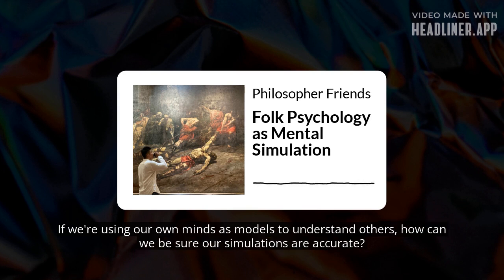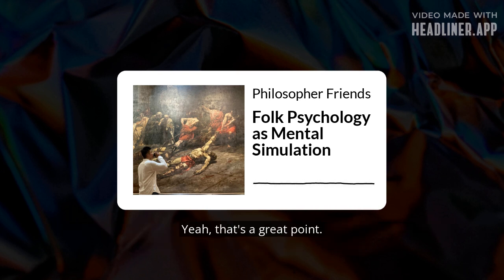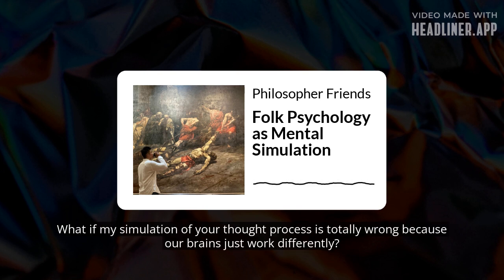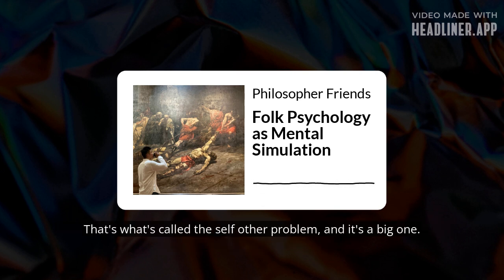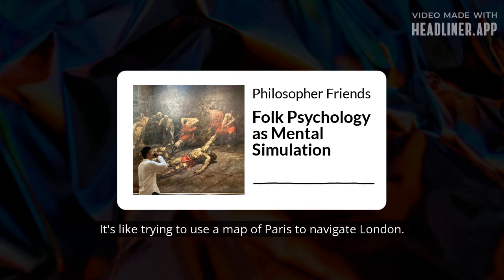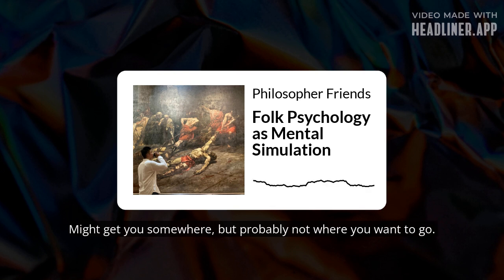If we're using our own minds as models to understand others, how can we be sure our simulations are accurate? Yeah, that's a great point. I mean, we all have our own unique experiences. What if my simulation of your thought process is totally wrong because our brains just work differently? Exactly. That's what's called the self-other problem, and it's a big one. If we're so different, how can simulation be a reliable way to understand others? Good point. It's like trying to use a map of Paris to navigate London. Might get you somewhere, but probably not where you want to go. Exactly.